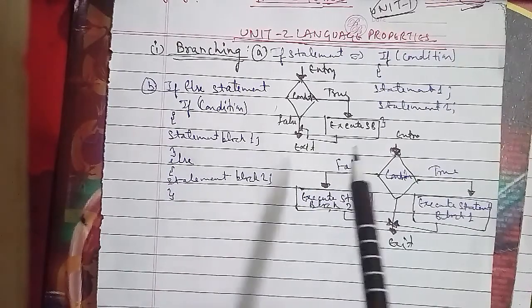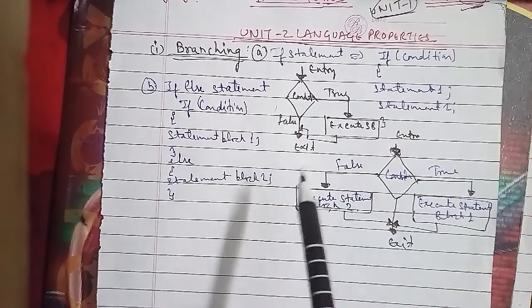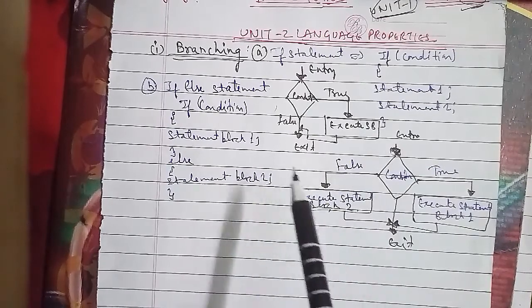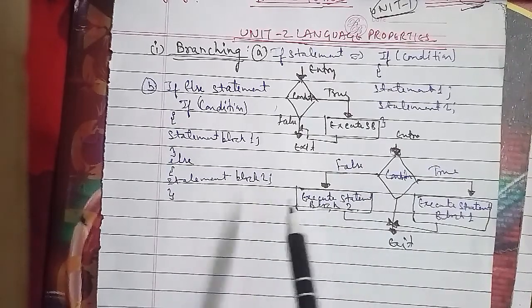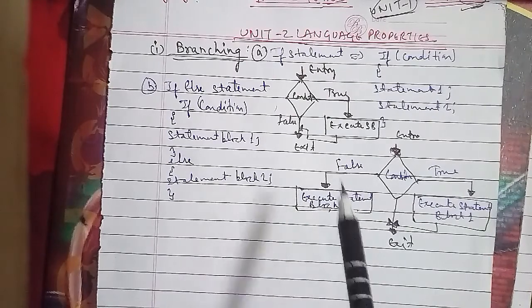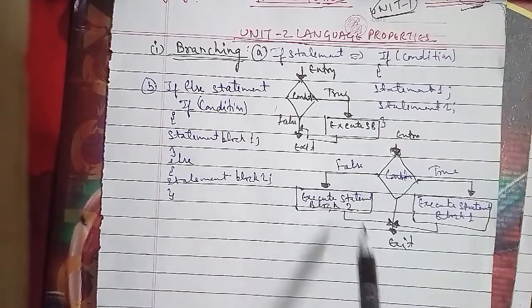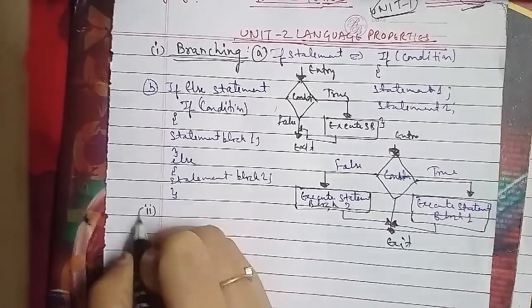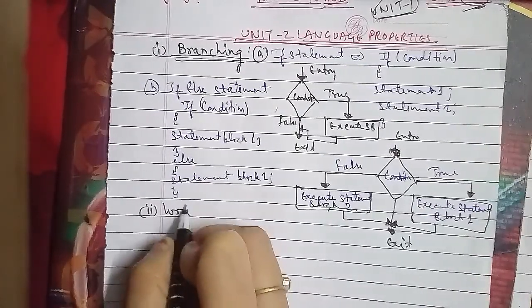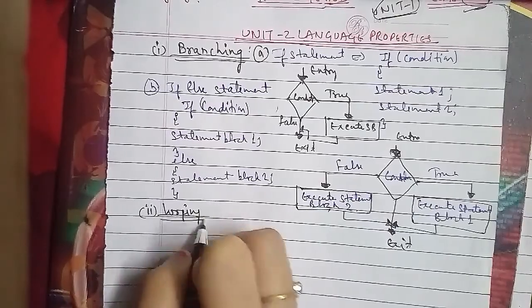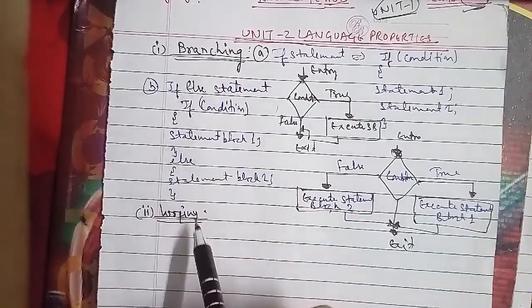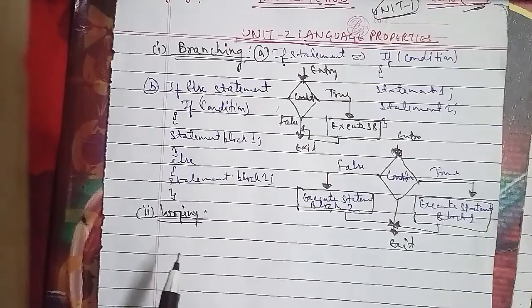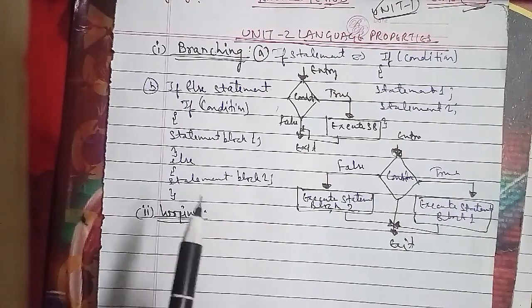Looping is a process of repeating a set of statements until a condition holds true. For example, displaying the table of a number from 1 to 10 would require a looping statement, and 3 types of looping statements are used to accomplish this task: while, do while, and for. First we'll discuss the while loop.